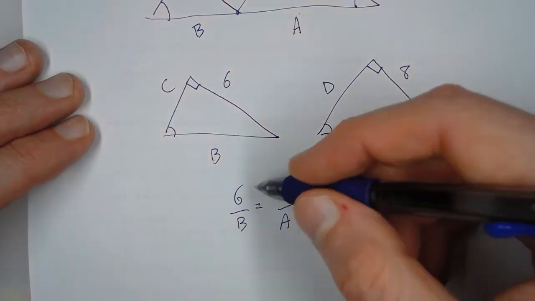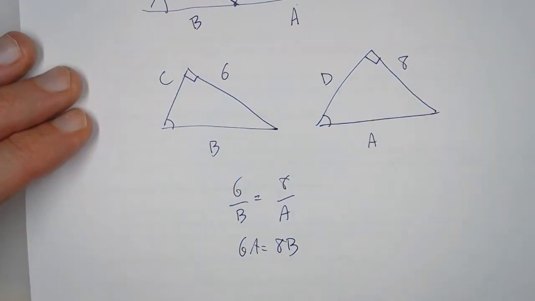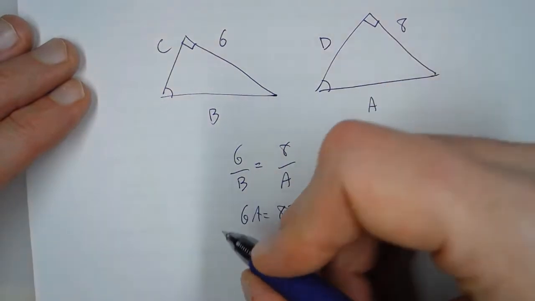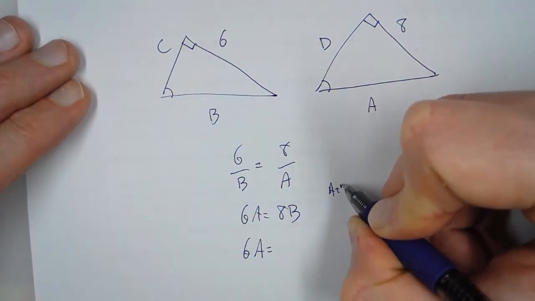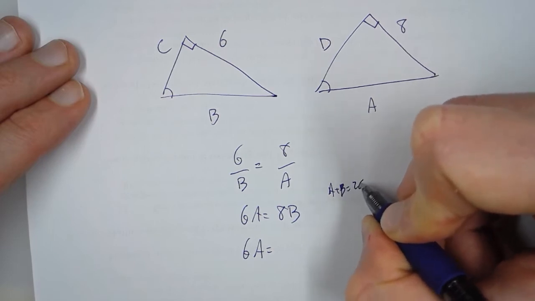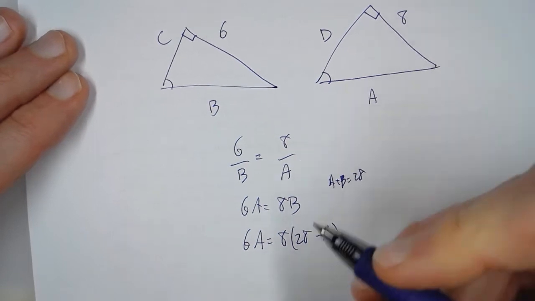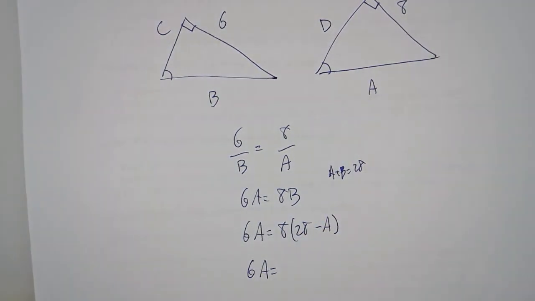So when we cross multiply this, 6A equals 8B. Now, like I said, A plus B equals 28. So we can substitute out A plus B equals 28. So instead of B, we can have 28 minus A. So now this entire problem is in terms of just A.